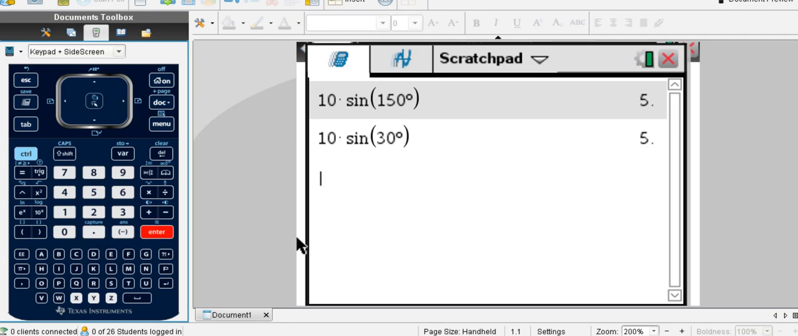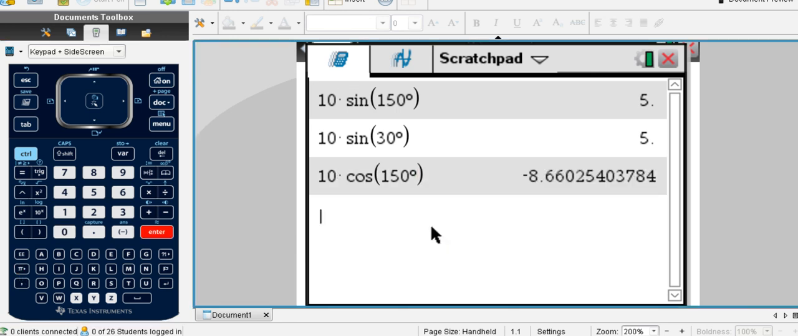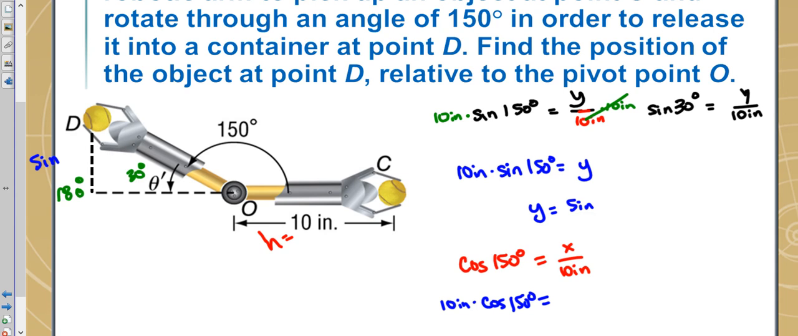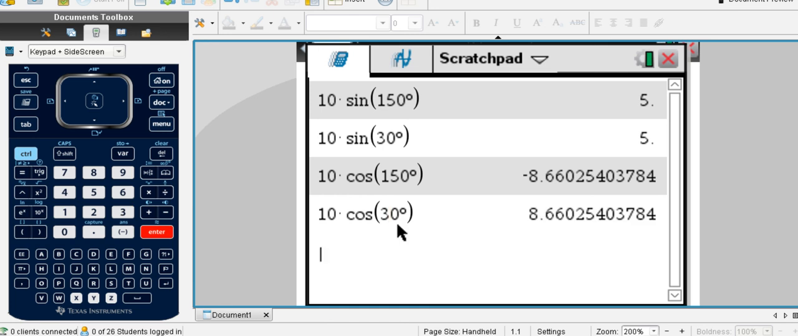Go to my calculator. 10 cos of 150. I'll type in the degree symbol. And we get negative 8.66, which is negative 8.66 inches. Now, if I typed in the same thing, but change it to 30 degrees, it'll give me positive, because if I type in 30, that's a first quadrant value. Everything's positive there. So you see how the numbers are the same, it's just the negative is switched. So you got to keep track of which quadrant you're in.